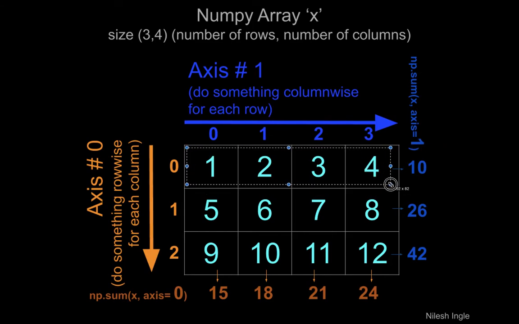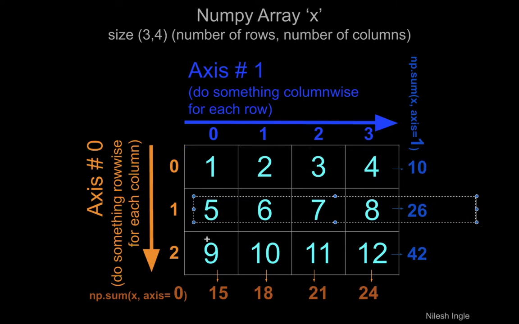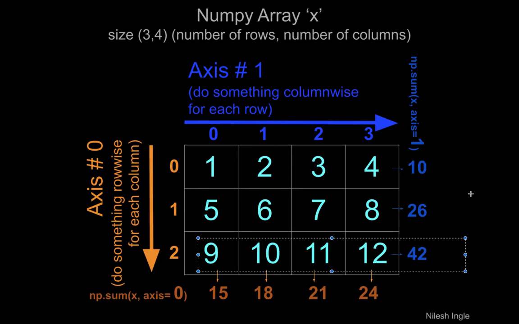So the total of 1, 2, 3, 4 is 10, then the second is 26, and the third row is 42. It's very important to understand the axes for these arrays, because the indices on these axes, the dimensions, play a very crucial role in future when we get into more complicated matrices and matrix manipulations.